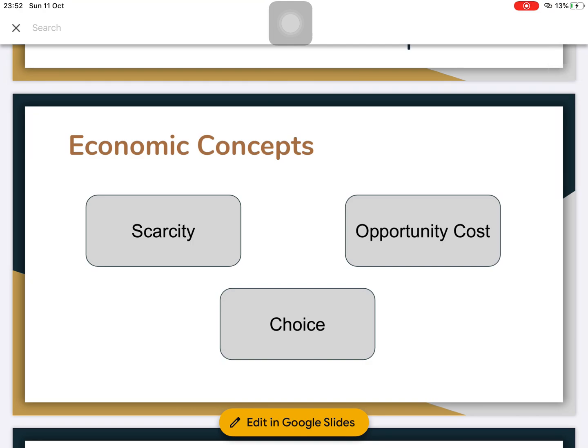So these are three economic concepts, which are scarcity, choice, and opportunity cost. Scarcity refers to resources available not being enough to meet all wants. As we know, wants are unlimited, but our resources are limited. The second concept is choice, simply a comparison of alternatives, comparing costs and benefits for each alternative. And lastly, we have opportunity cost, which refers to the second best alternative foregone for another choice which gives more satisfaction.